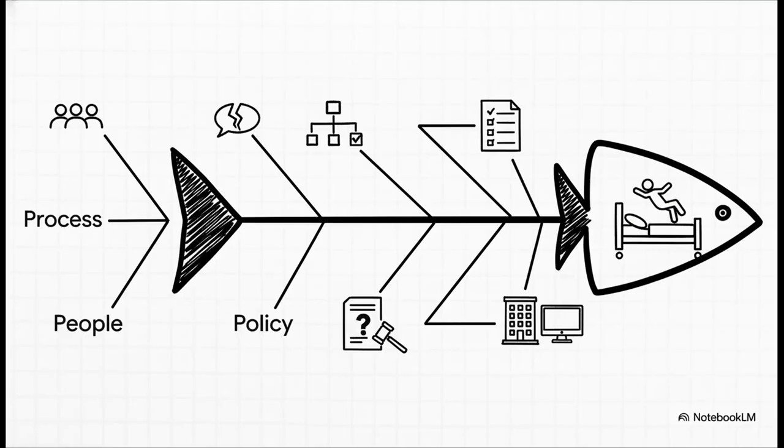So let's do it. Let's put patient falls at the head of our fish and just watch how this organizes everything. Under the people rib, you might brainstorm things like staffing shortages or communication mix-ups.